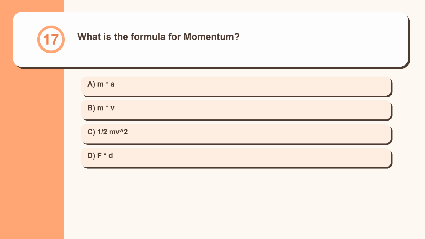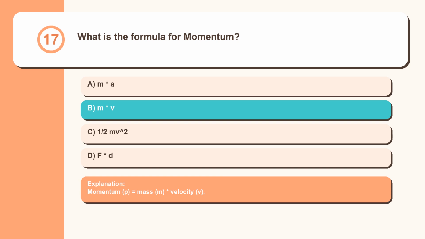Question 17. What is the formula for momentum? m*a, m*v, 1/2 mv², F*d. Momentum, p, equals mass, m, times velocity, v.